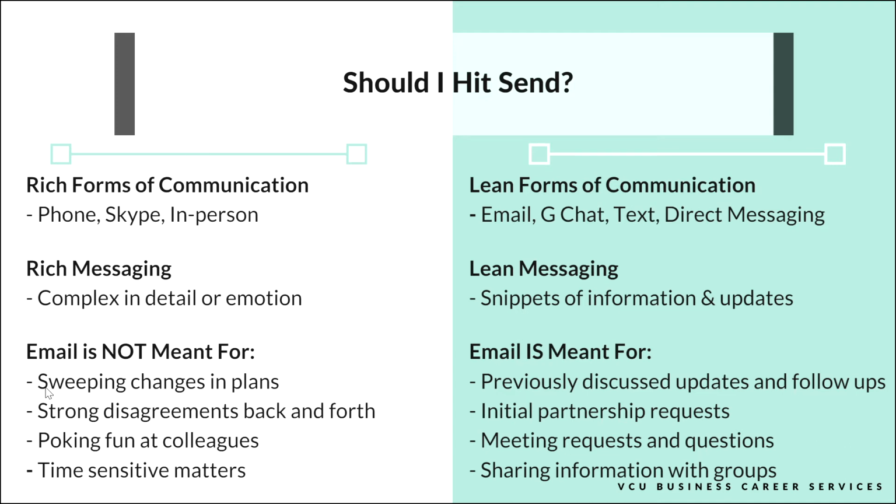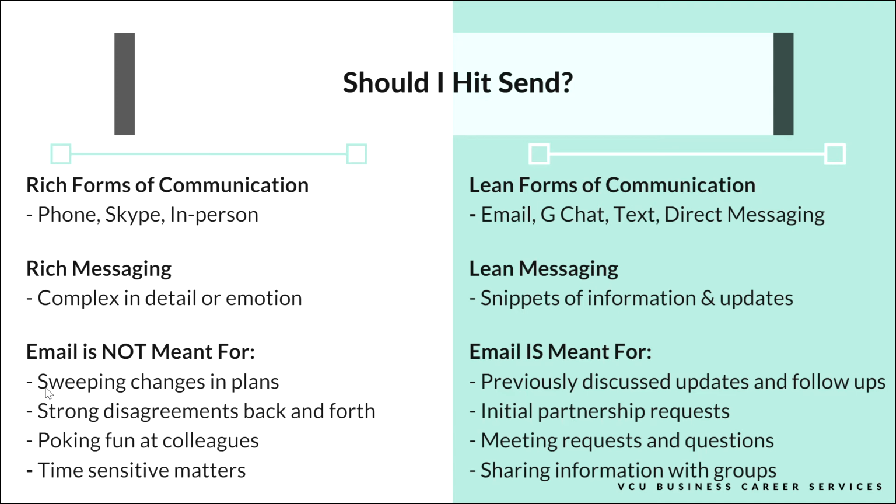Maybe we're having a bad day and we get a text from someone and we take it wrong, and that's not even the tone that they meant, but because it's a lean form of communication, we interpreted that tone incorrectly. So again, we're evaluating, should we send an email or do we need to chat with someone over the phone or over Skype or in person about what we're about to share?